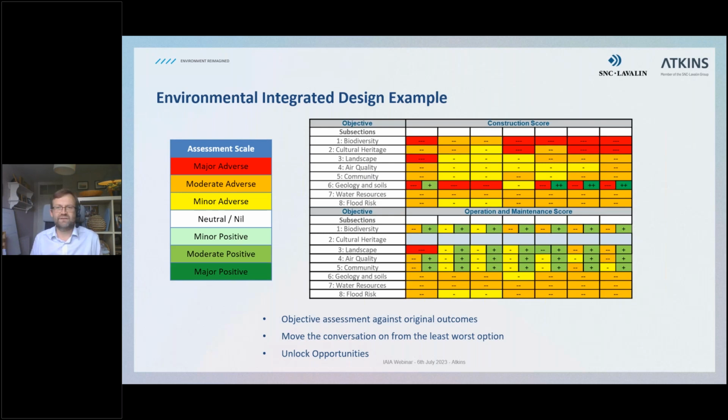And so you can see that we've got reds in biodiversity. This was a rail scheme. Dropping lots and lots of ballast would obviously have an impact on the existing biodiversity during construction. But then during operation and maintenance, there's an opportunity to expand and develop new habitats as a consequence. So it's really giving an objective way of how the environment can be considered part of the scheme, bearing in mind we haven't done any design yet.